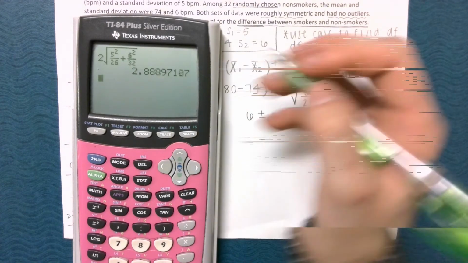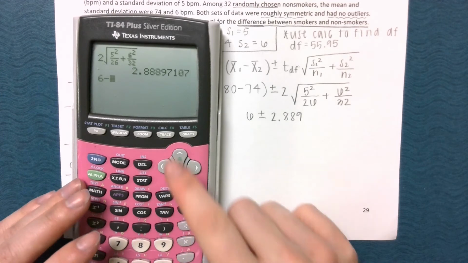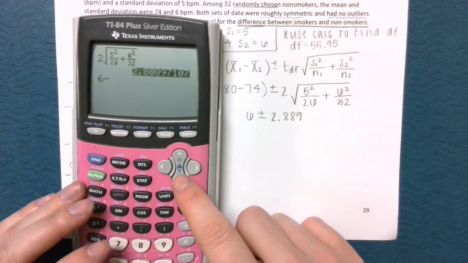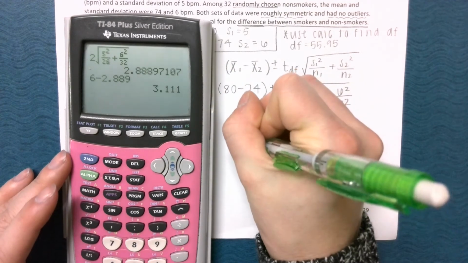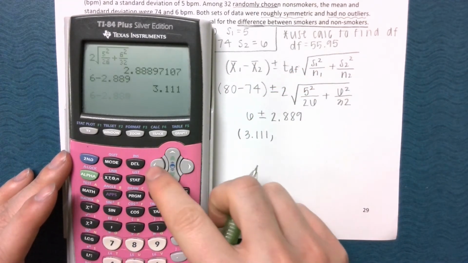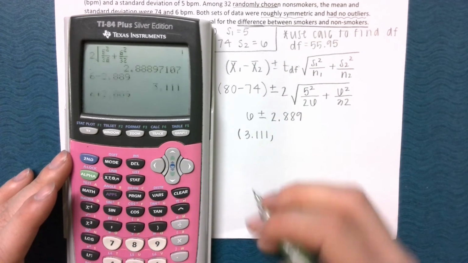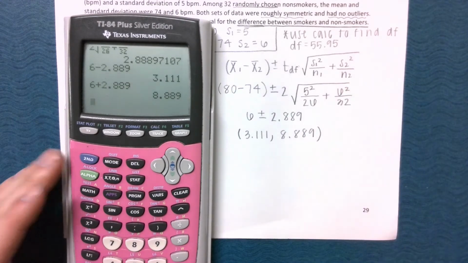2.88. I'm just going to round that to 9. So I'm subtracting that, and adding to give me my interval.